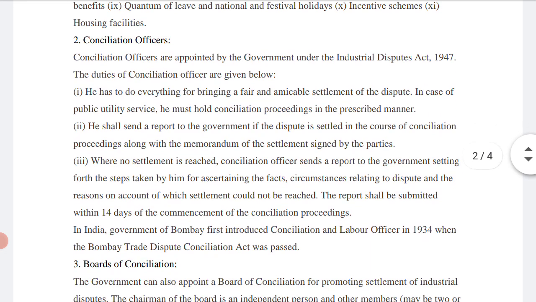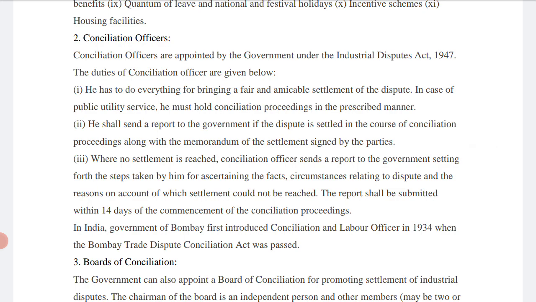Yes, where no settlement is reached, conciliation officer sends a report to the government setting forth the steps taken by him for ascertaining the facts, circumstances relating to dispute and the reasons on account of which settlement could not be reached. Okay, see, if this conciliation officer is नॉट एबल टू रिझॉल्व द कॉन्फ्लिक्ट, म्हणजे अशा प्रकारचं जे कॉन्फ्लिक्ट त्या इंडस्ट्रीमध्ये, एम्प्लॉयर अँड एम्प्लॉईमध्ये होतं, ते कॉन्फ्लिक्ट जर तो सेटल करू शकलाच नाही, देन ऑल्सो ही इज सपोज टू फॉरवर्ड अ रिपोर्ट, इन विच स्टेप्स टेकन बाय हिम. कोणकोणते स्टेप्स त्यांनी घेतलेत कॉन्फ्लिक्ट रिझॉल्व करण्यासाठी, ही इज सपोज टू मेन्शन दॅट. Okay, he is supposed to mention that into it.